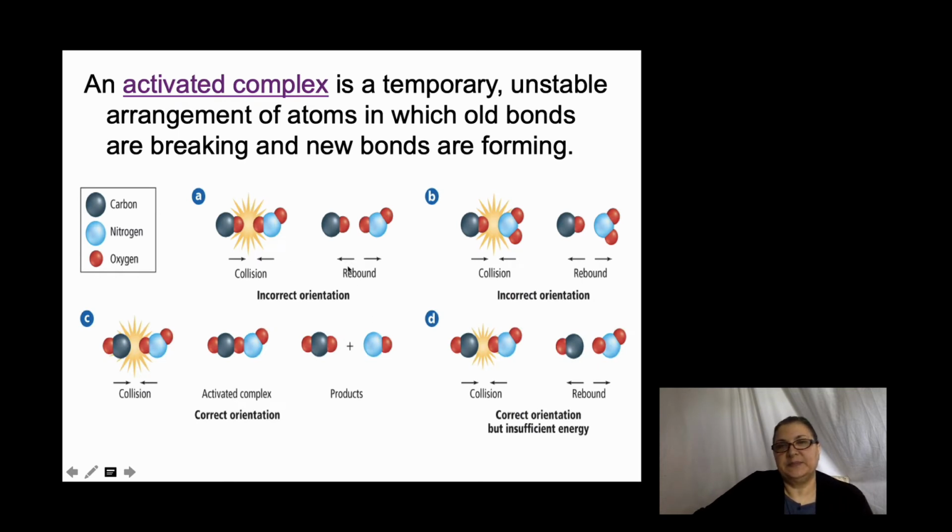Activated complex: a short-lived, unstable arrangement of atoms that can break apart and reform the reactants, or can form products. Also sometimes referred to as the transition state. This transition state or activated complex is very, very brief. And that's where, if it's the right orientation and the right amount of energy, the old bonds are breaking and new bonds are being formed. And this gives you examples of right orientation, and insufficient or sufficient amounts of energy.